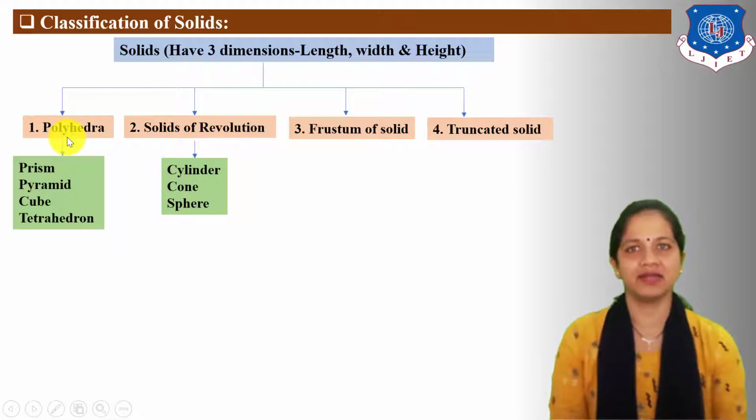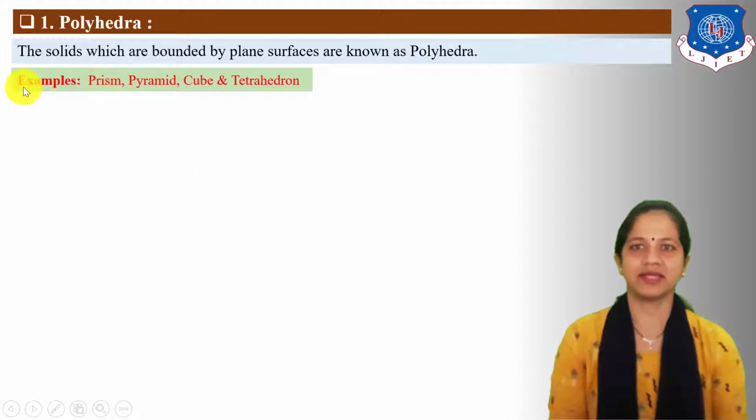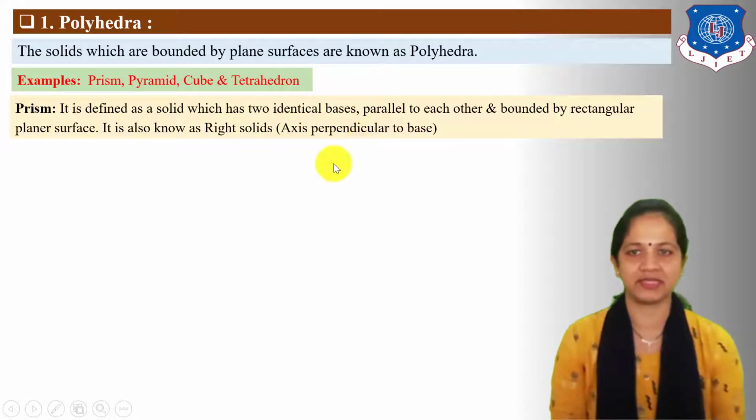Next, let us understand what is polyhedra. The solids which are bounded by plane surfaces are known as polyhedra. Examples of polyhedra are prism, pyramid, cube and tetrahedron. So first let us understand prism. It is defined as a solid which has two identical bases parallel to each other and bounded by rectangular plane surfaces. It is also known as right solids, in which the axis is perpendicular to the base.